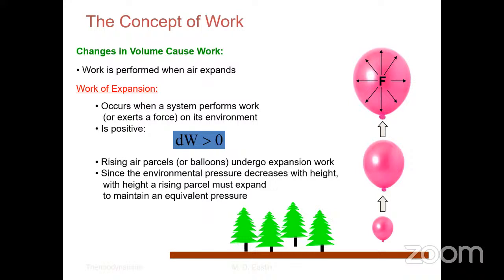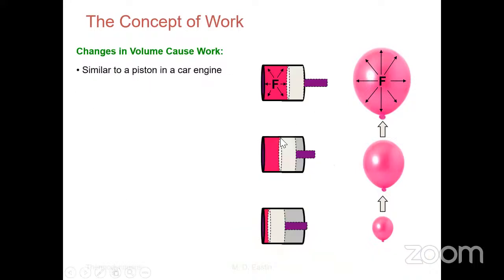So work done is greater than 0, positive, as your balloon is expanding as it goes up. And the reverse is the case when it is coming down. The more it comes down, the more pressure acts on the balloon, because the pressure down here is higher than the pressure up there. And so the balloon will be compressed. In that case, the environment is doing work on the balloon, and dW will be less than 0. It will be negative work.